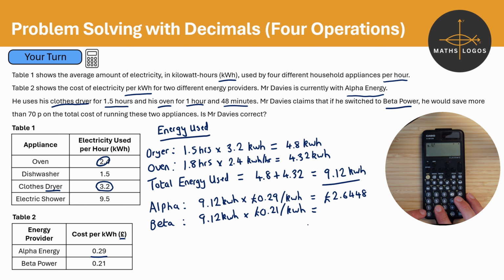Type in my 9.21 multiplied by 0.21, and that gives me an answer of 1.9152. We can see that beta power is actually cheaper, but is it 70p cheaper? That's what we want to work out.